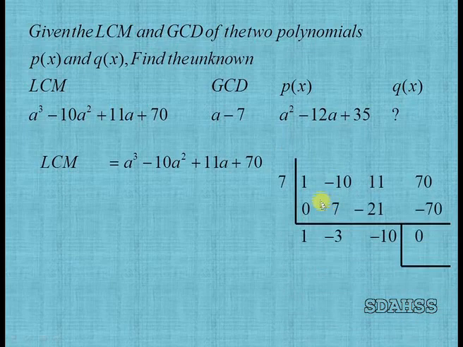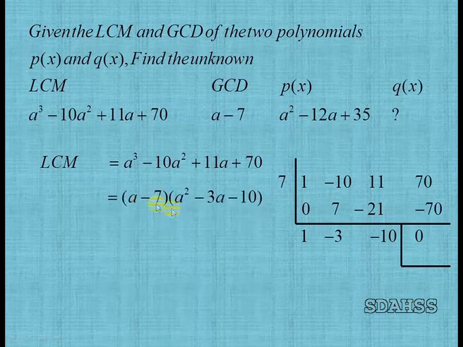Factorize. 7 is the factor. So write the coefficients: 1, 0 plus 7, 7... 1 into 7, 7. Minus 10 plus 7, minus 3. Minus 3 into 7, minus 21. 11 minus 21, minus 10. Minus 10 into 7, minus 70. 70 minus 70 is 0. So this must be written as a minus 7 into a square minus 3a minus 10.